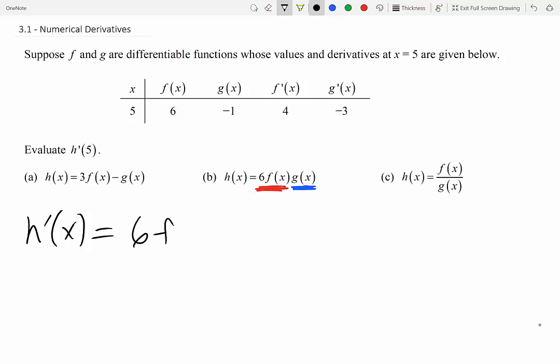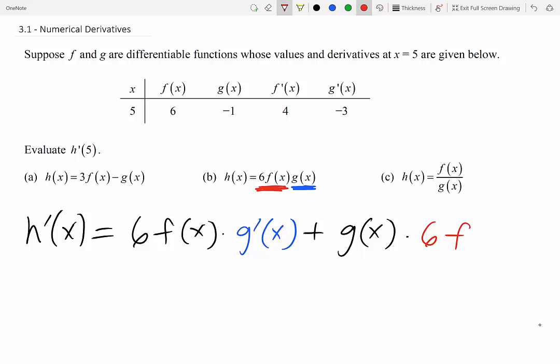So in order to find this derivative, h prime of x this time, we use the first function, 6 f of x, times the derivative of the second, which is g prime of x. Then we add the second function, g of x, times the derivative of the first. The derivative of 6 f of x, by the way, is 6 times f prime of x.